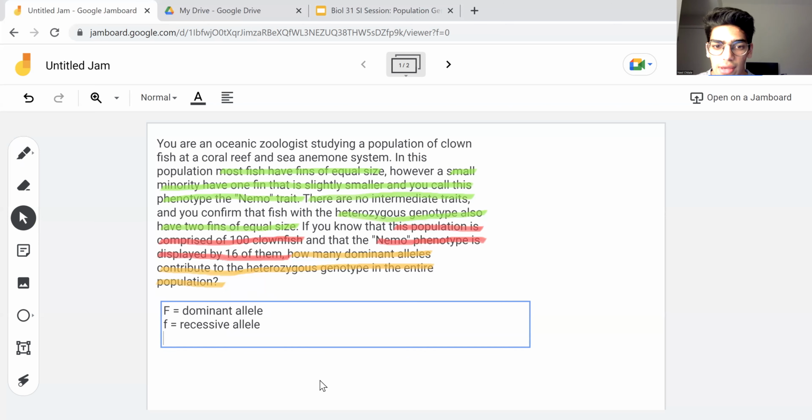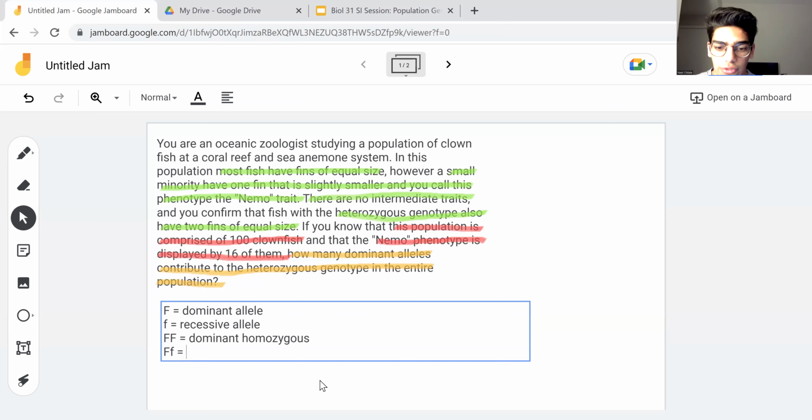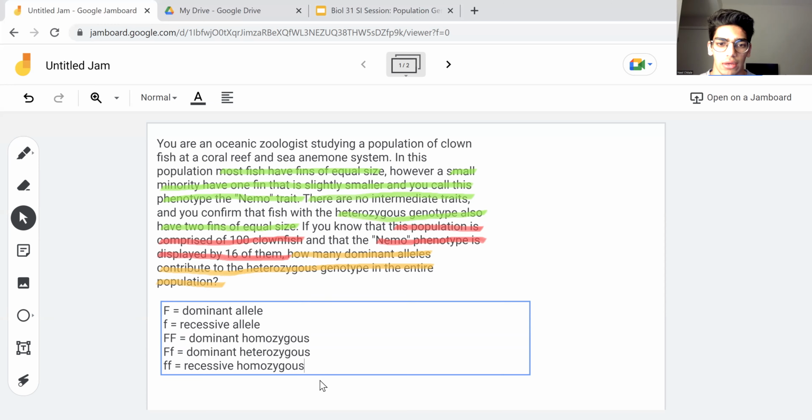And so if we're looking at genotypes, that would translate to big F big F equals dominant homozygous, big F little f equals heterozygous, and little f little f equals recessive homozygous. Okay? So this is how we are plugging in our variables and distinctions into our actual Hardy-Weinberg equilibrium equations.